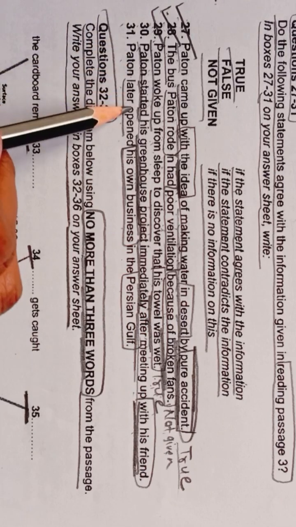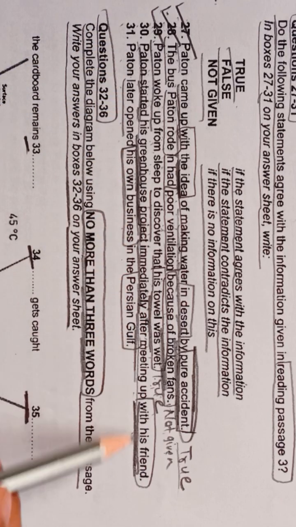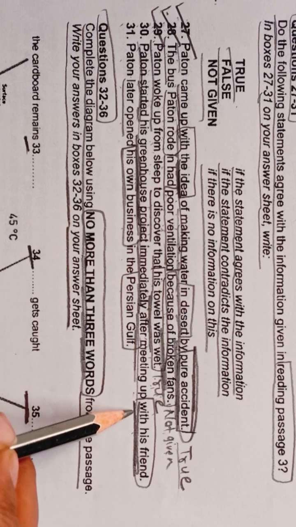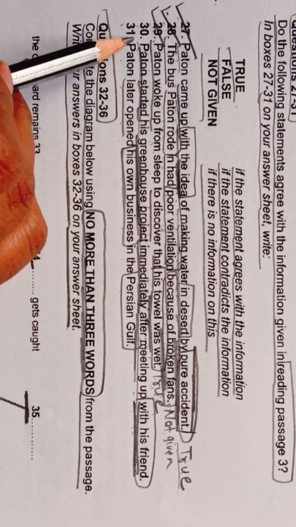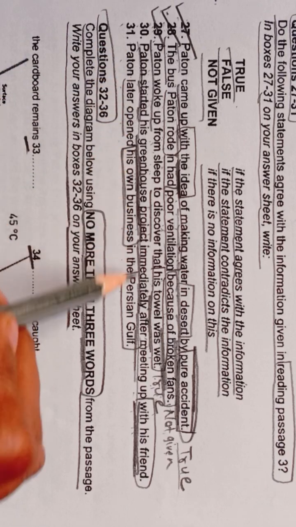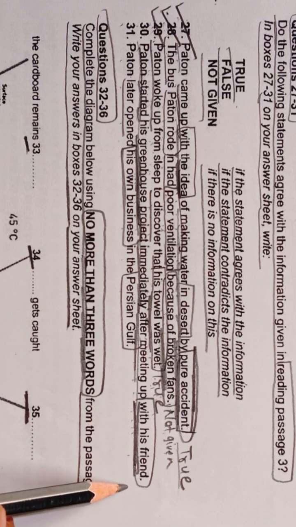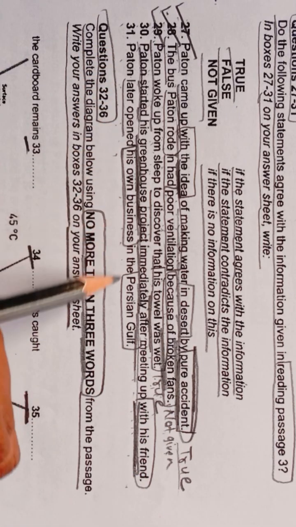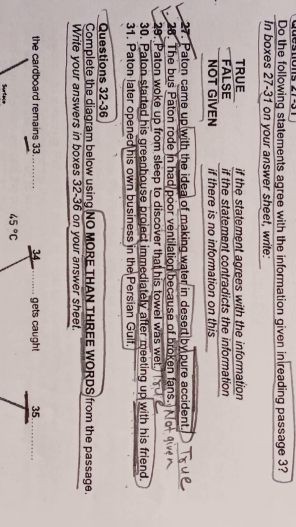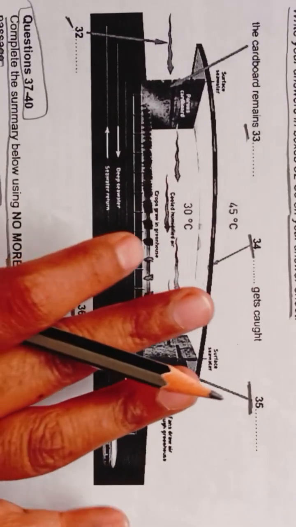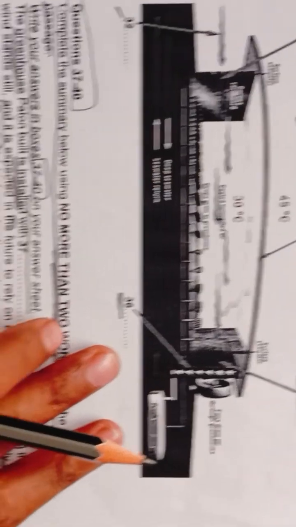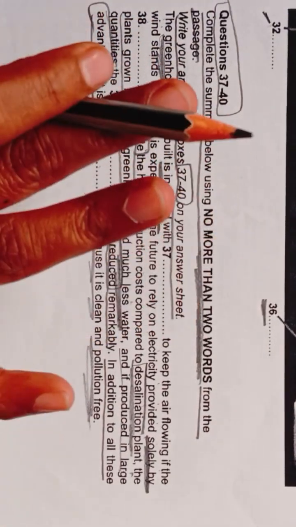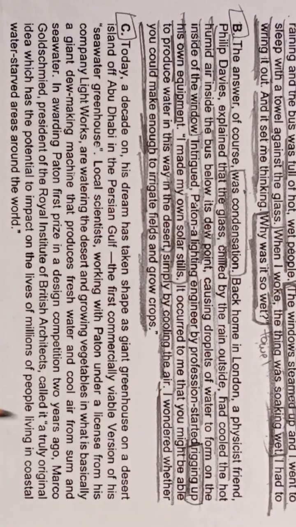And here they are asking, Patton started his greenhouse project immediately after meeting up with his friend. So we have seen that he met his friend, but we have not seen anything regarding him starting his greenhouse project immediately after meeting up with his friend. Patton later opened his own business in the Persian Gulf. This thing also we have not seen till now. And here they are asking for diagram, and here also they are asking for greenhouse. So this thing we have not seen till now. So we will move forward towards our next paragraph, that is C paragraph.